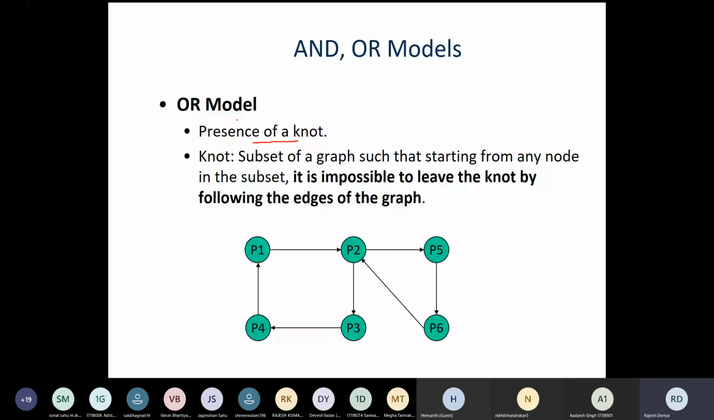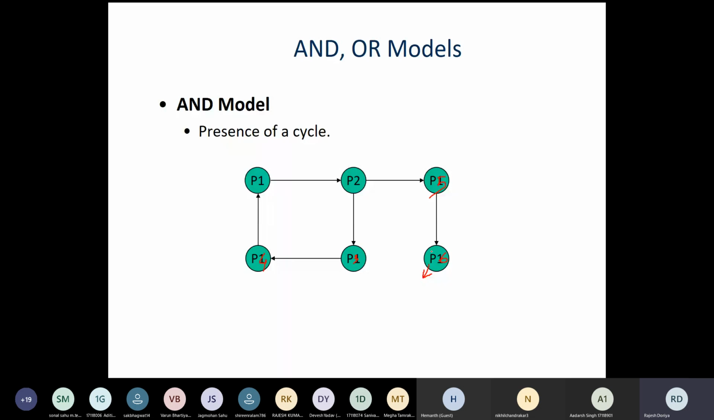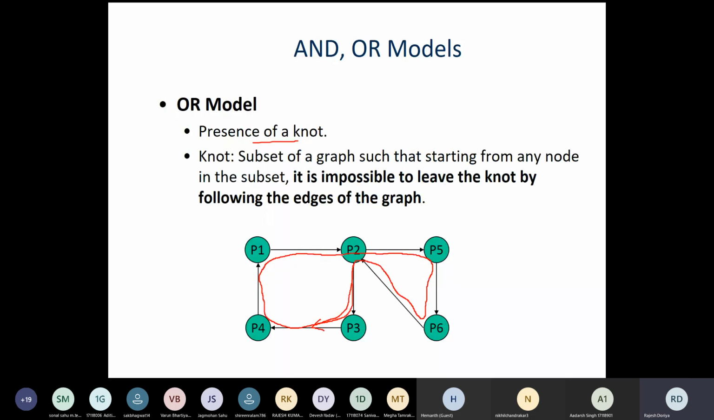The presence of a knot will be there in the case of the OR model. This is the basic difference between AND and OR, despite the definition. What the OR model says is that it is impossible to leave the knot by following the edges of the graph. And what does it mean exactly? Let's say we find a cycle between P1, P2, P3 and P4, and we just go through these edges, let's say like this, and still we are not able to leave the graph, we are still in the loop. If something like this is happening, then you can say that there is a knot, because we are not able to leave the cycle. In the earlier case we were able to leave the cycle; it was not sending us back into the cycle. So a knot is not there there, and here in our case there is a knot.